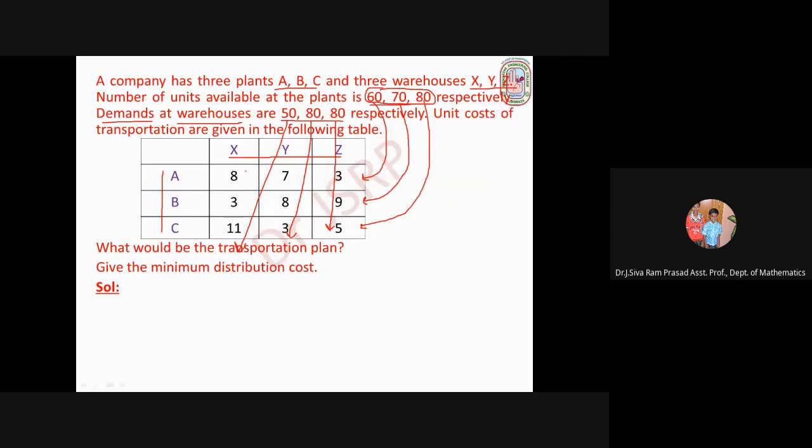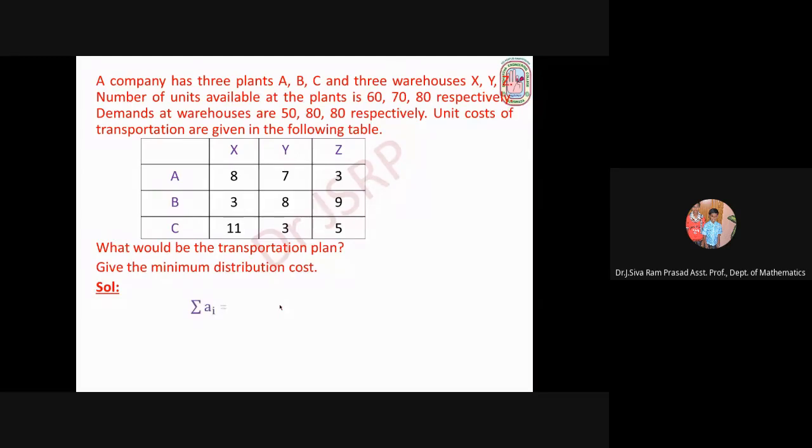And these are the transportation cost per 1 unit, from plants to warehouses. So what would be the transportation plan? And what is minimum distribution cost? So clearly it is a transportation problem. So before going to solve, we have to verify whether it is balanced or unbalanced.